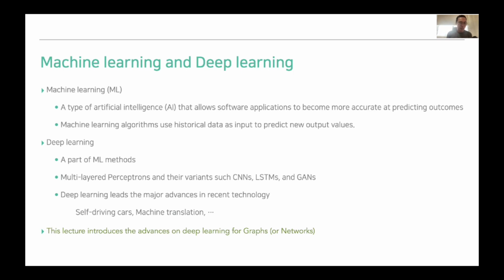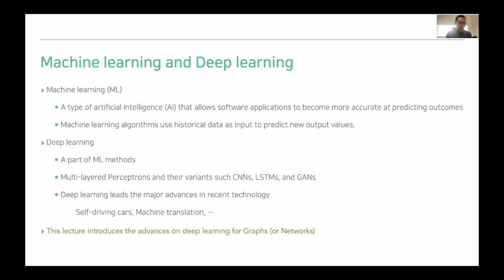And what about deep learning? Deep learning is a part of machine learning methods, and most of deep learning is based on multi-layered perceptrons and their variants. You're already familiar with CNNs and LSTMs and GANs, right? They have been used for image data, speech data, and categorical data. The advance of deep learning leads to major advances in recent technologies, such as self-driving cars and machine translation.